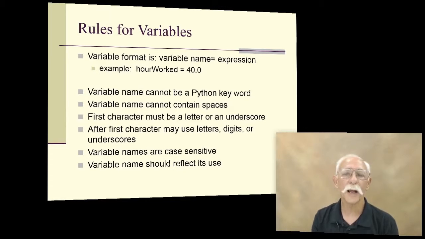Okay, variable format. How do you write variables? Well, we're going to give it a name. Then we're going to make an equal sign. And on the right side of the equal sign, we're going to give it the expression. For instance, hour worked is the name of a variable.